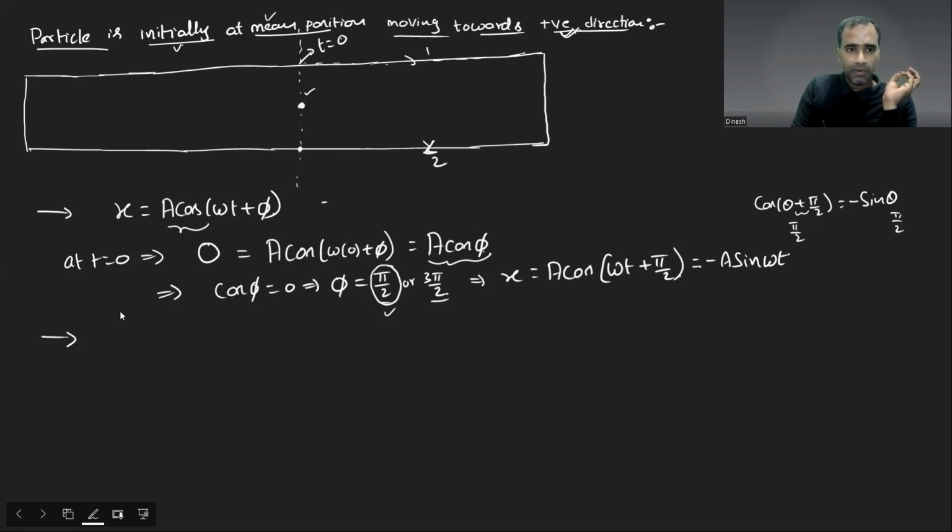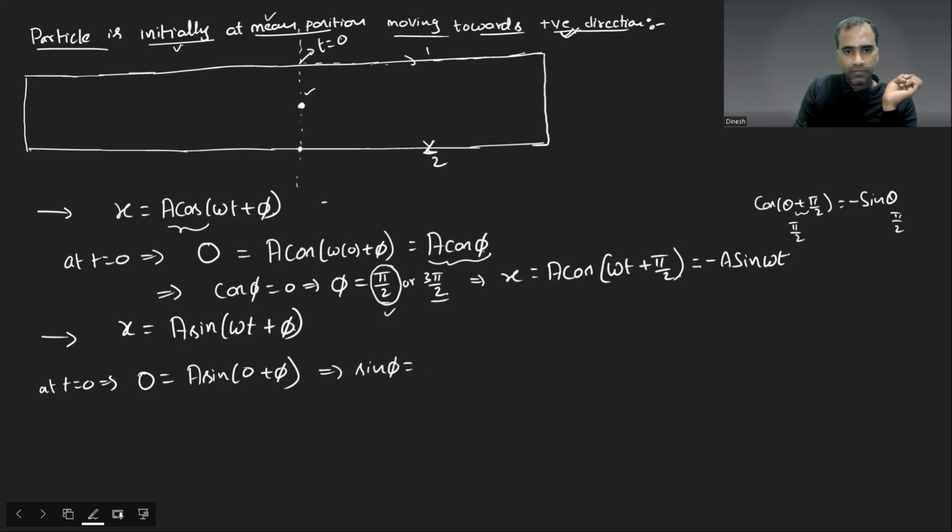Okay. Same problem. Let us take it like this: A into sine of omega t plus phi. You can take it like this also, no? So at time 0, what is the displacement? It is 0. A into sine of, this part is 0 at time 0. So this implies sine phi is 0. This means phi should be either 0 or pi. The initial phase can be 0 or it can be pi.